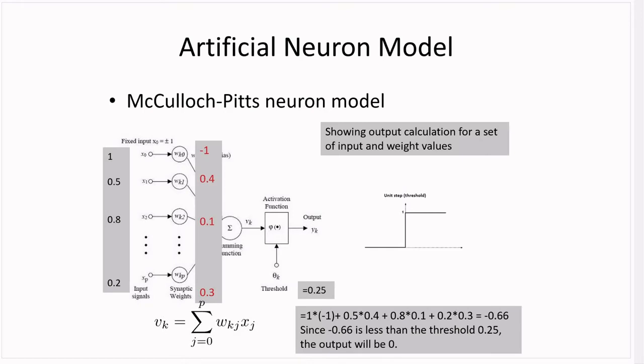So in this slide, I'm just showing you a few numbers on the input side, and then we have some weight values here. Based on those numbers and weight values, we get some output, and in this case the output will be 0 for the given set of values. So that's how a very simple artificial neuron works. Pretty simple model.